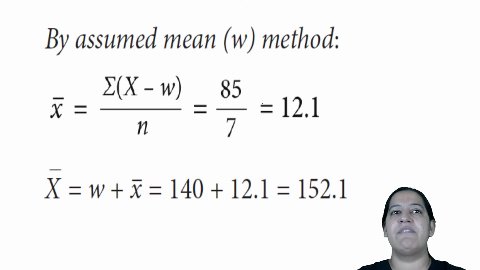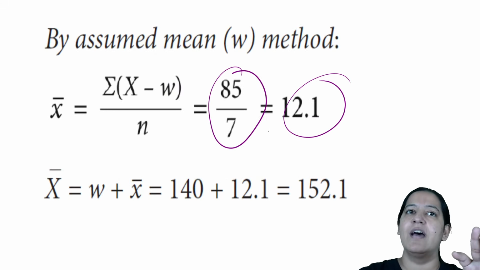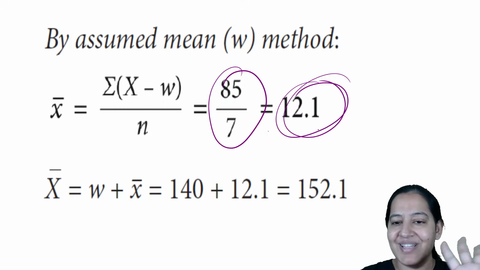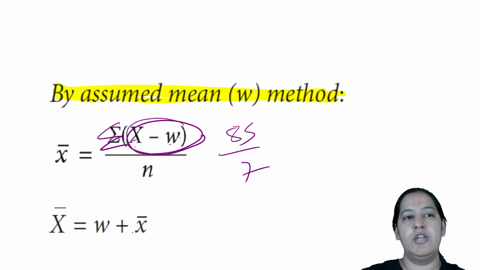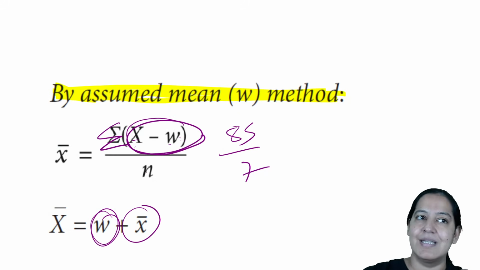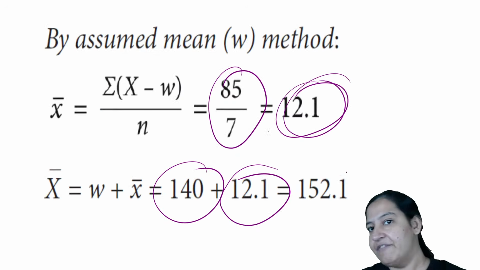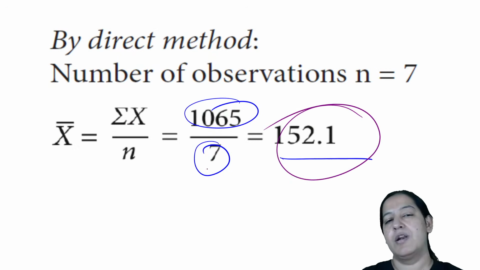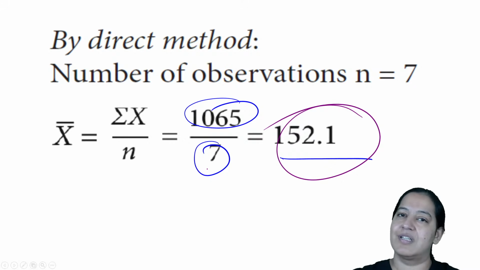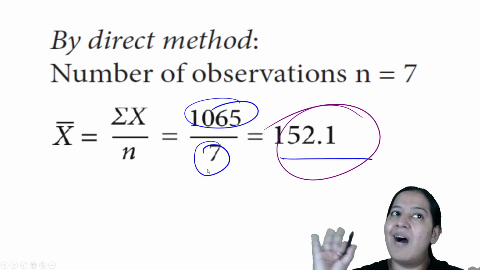So 85 by 7 will be 12.1. But 12.1 is not the answer. You have to add this 12.1 to your assumed mean: 140 plus 12.1 is 152.1. And if you do it by the direct method, the answer was the same. Now compare the answers. Give me a thumbs up if you got it. I tried my best. This is the alternate method.